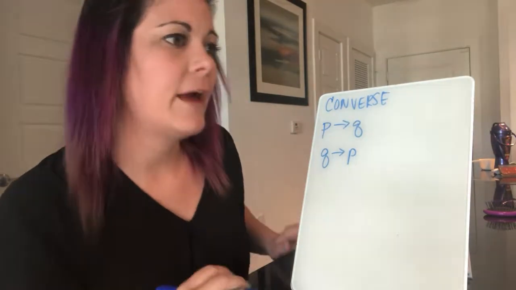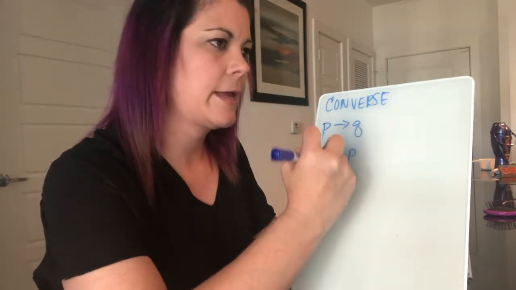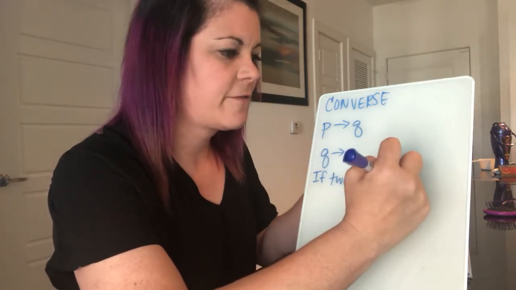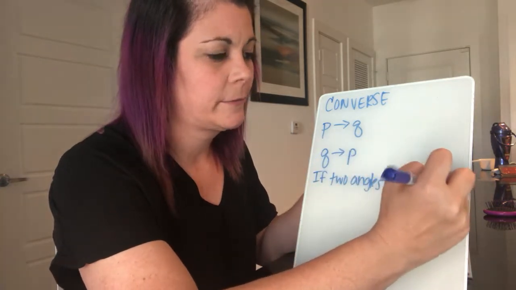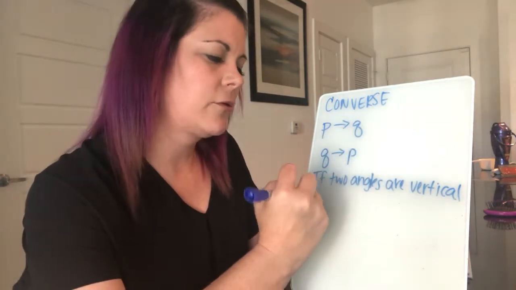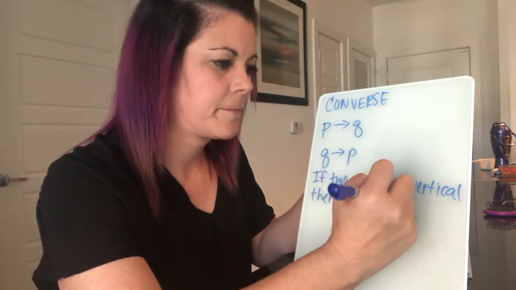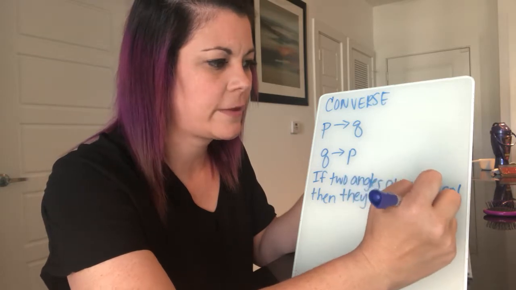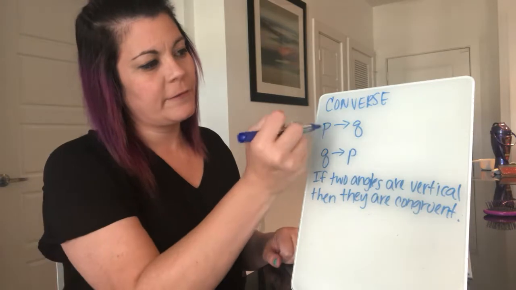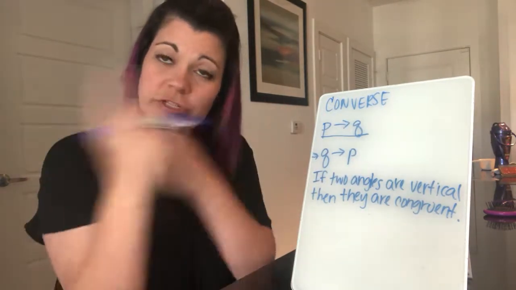So let's say our conditional statement was if 2 angles are vertical. I tried to pick something short because I knew I'd have to be writing these. If 2 angles are vertical, then they are congruent. So there's our conditional statement. And we want to write the converse of this conditional statement. So if this is our original one, then this is the converse. So what you do is just flip it.